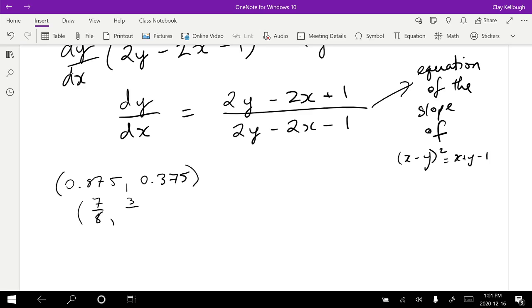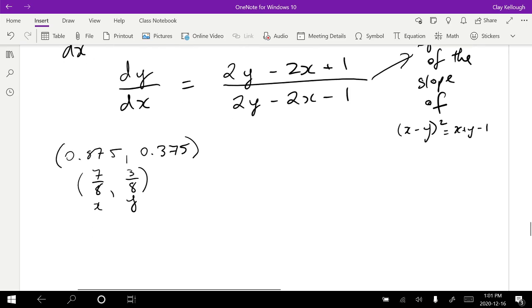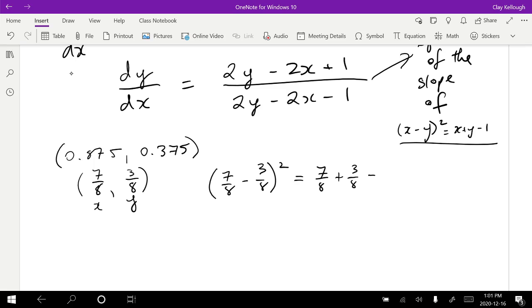Let's put them in as fractions. And if they're not rounded, those fractions should exactly, as x and y, make this thing have some sort of slope. Actually, let's take it to the original equation. The original equation should be a true statement if x and y are 7/8 and 3/8. So let's go to the original equation and plug that in. So 7/8 minus 3/8 all squared equals 7/8 plus 3/8 minus 1. That has to be a true statement if these exact points are on my curve.